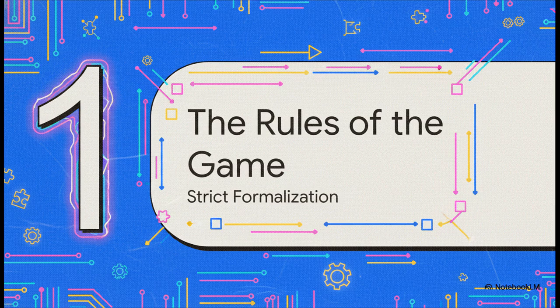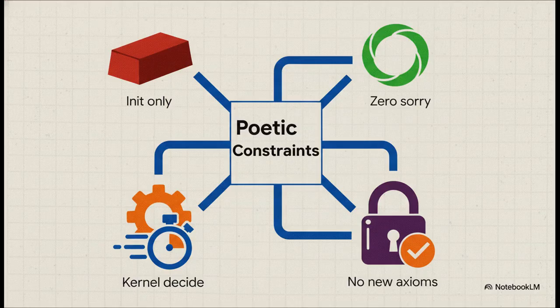Section 1. The rules of the game. Strict computational formalization. So, to really understand both the madness and the genius of what the author is achieving here, we first have to look at the incredibly rigid rules they imposed on themselves to prove these concepts. First, the author strictly imports the init library only. That means absolutely no external math libraries are allowed. Next, there are zero sorries. In Lean-4, that means no skipped proofs whatsoever. None. There are zero new axioms introduced.